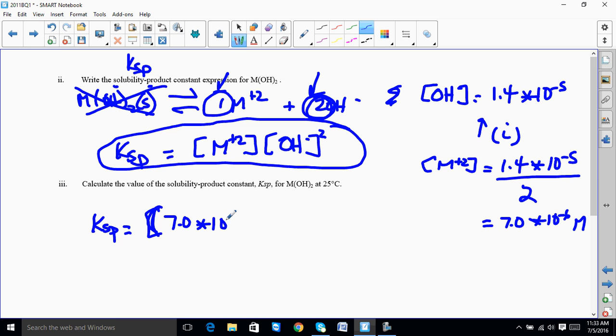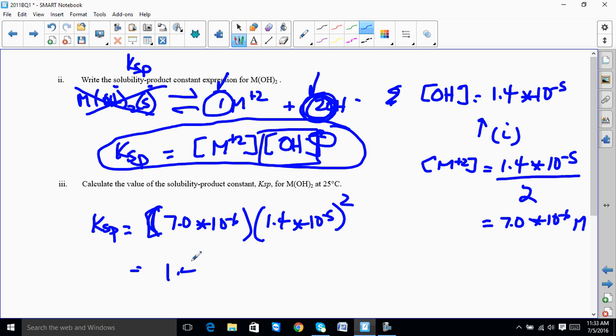7.0 times 10 to the negative 6. What do I put in for OH? 1.4 times 10 to the negative 5, but the formula says you have to square that. And if you put that in your calculator and round to the appropriate number of sig figs, you end up with, believe it or not, 1.4 times 10 to the negative 10th. That's very tiny.